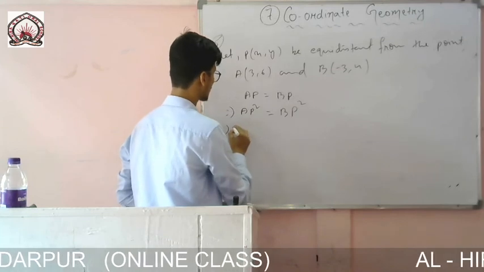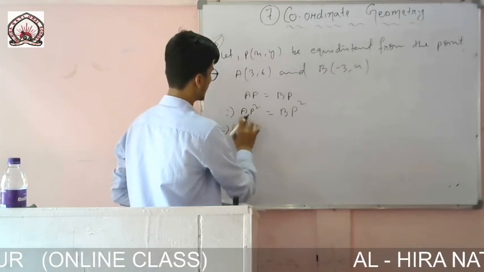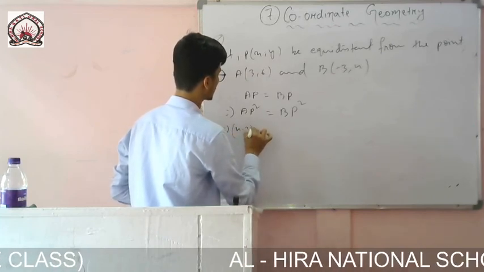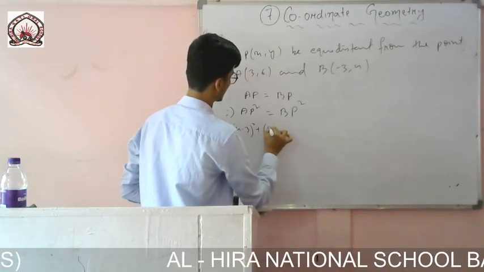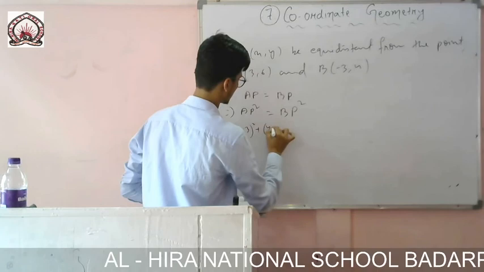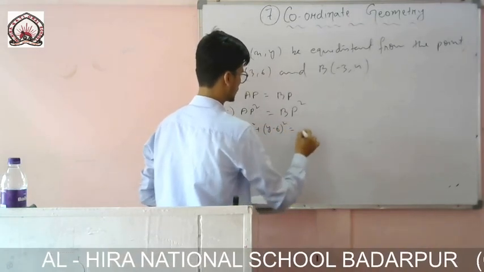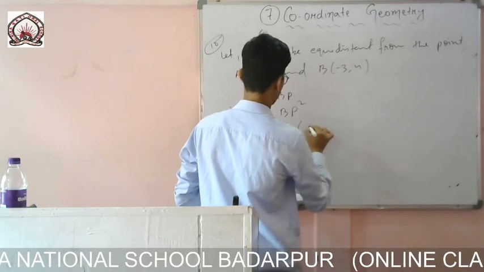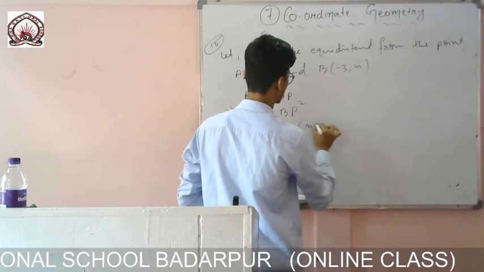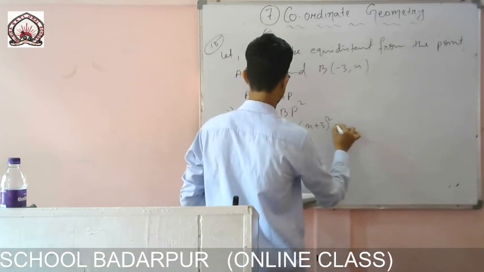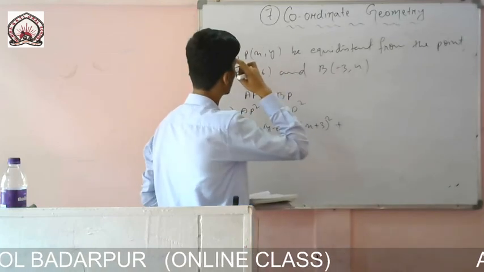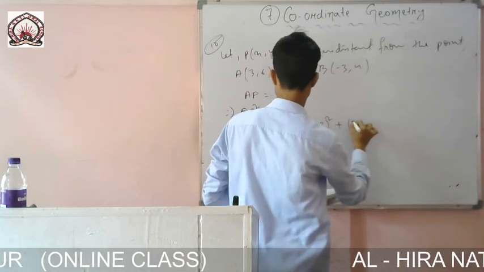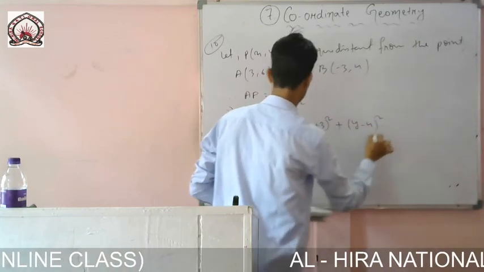This formula is (x2 minus x1), no? So here A is (x1, y1), P is (x2, y2), so it will be (x minus 3) whole square plus (y minus 6) whole square. Again this side it will be BP, so (x minus (-3)), minus minus becomes plus, so (x plus 3) whole square, in the middle plus sign. Again this one, y2, so it will be (y minus 4) whole square.